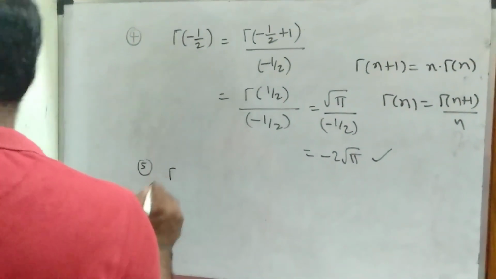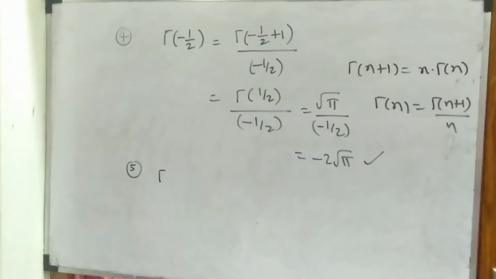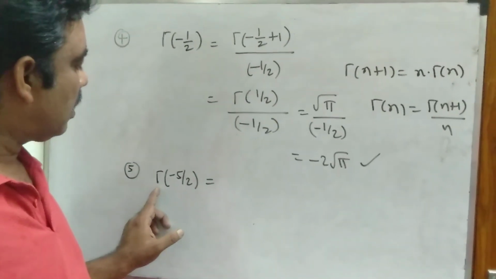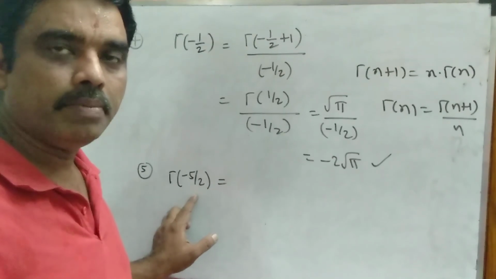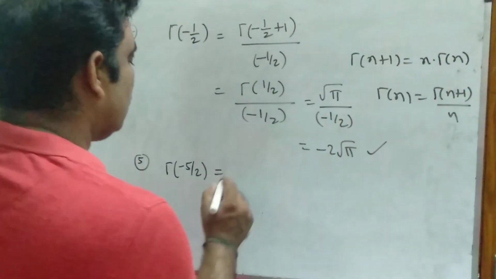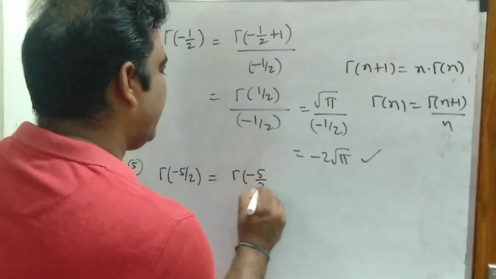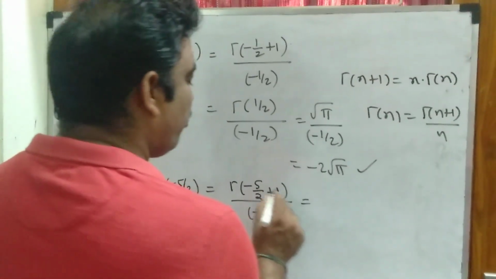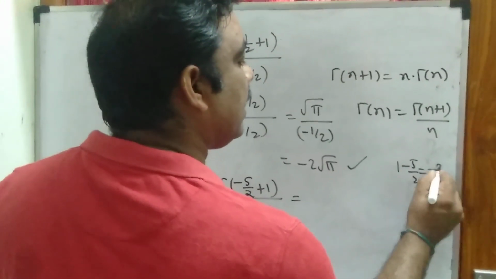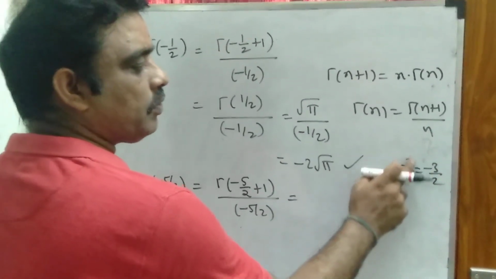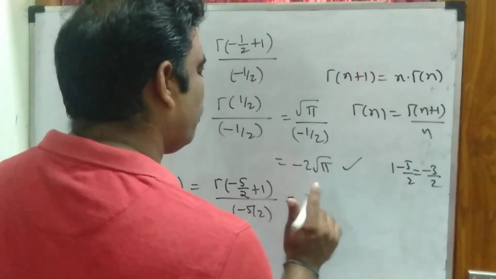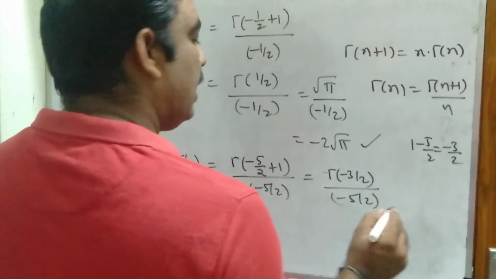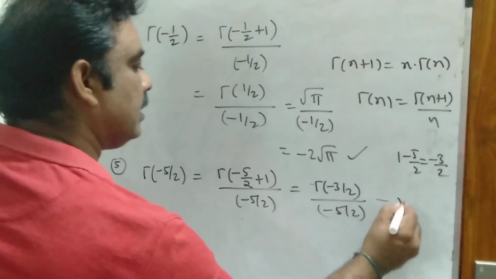Similarly, how do we find gamma of minus 5 by 2? It also looks like gamma of n. Gamma of n can be written as gamma of n plus 1 by n. So that is gamma of minus 5 by 2 plus 1, divided by minus 5 by 2. What is 1 minus 5 by 2? It is minus 3 by 2. So gamma of minus 3 by 2 divided by minus 5 by 2. Call this equation 1.